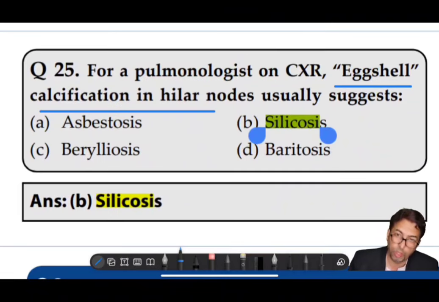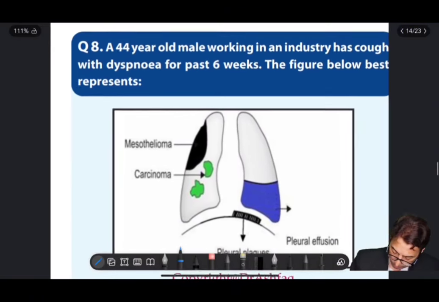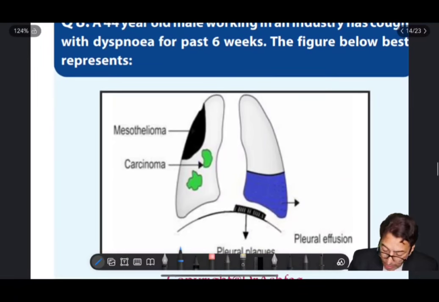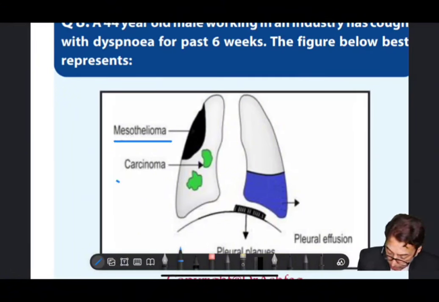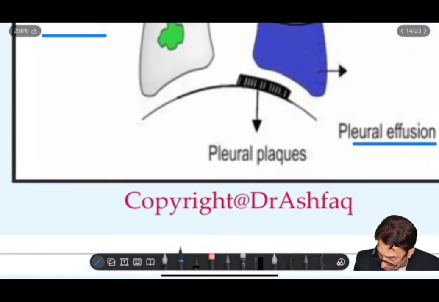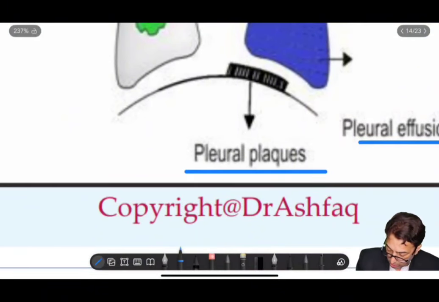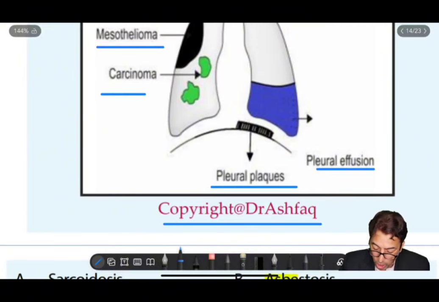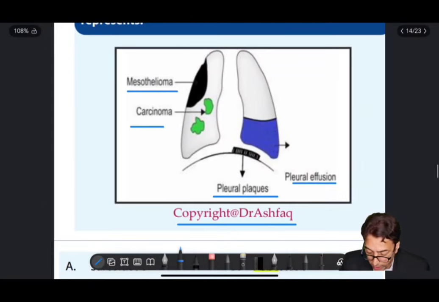silicosis. No confusion. Then asbestosis. This is the part 3, volume 3, image-based platinum, wherein I have shown asbestosis by virtue of mesotheliomas, lung cancers, pleural effusion, as well as pleural plaques. This is something which is important. Nothing downloaded from Google, nothing copied from anywhere. It is all copyright. These are the images which I have drawn myself, so that the students understand these things in the most precise of the manners.